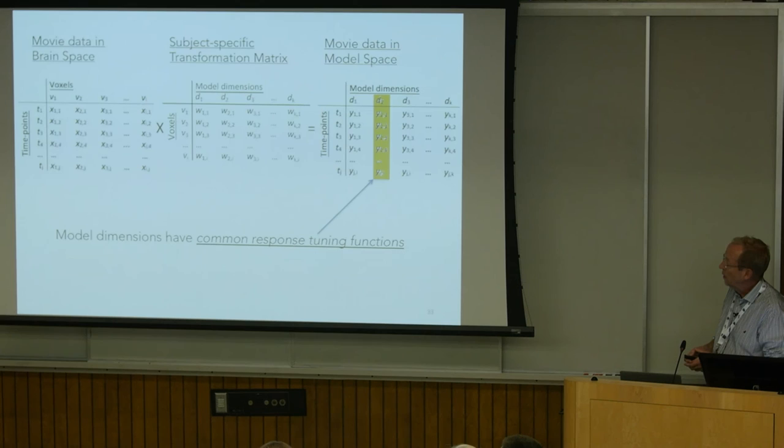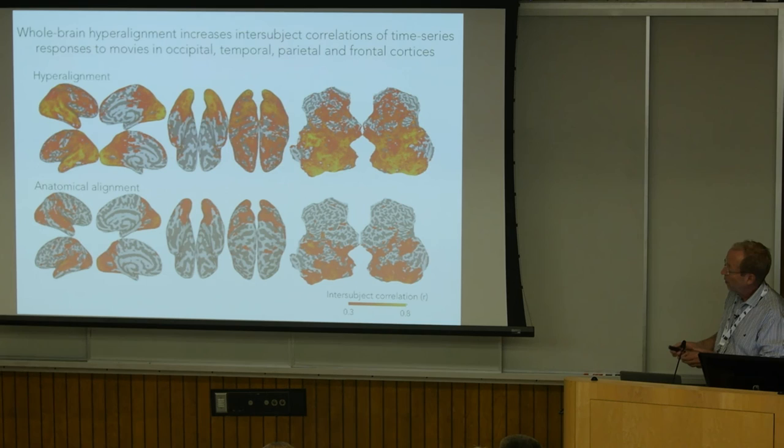So let me just go through a few elements of this model setup. In the space, each dimension has a common response tuning function. So the response to each time point is more similar across subjects than the response for a voxel to the same time points. So did that work? Do we get higher correlations between the time series for common model dimensions between subjects than we do for voxels?